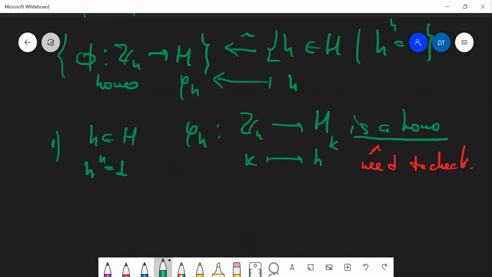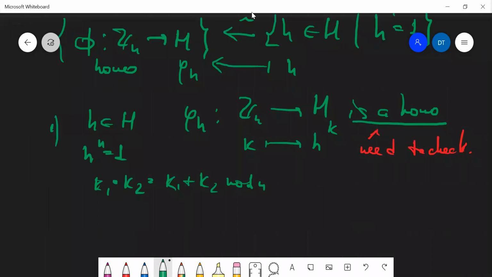So how do we check this? We need to check that if we take k1 plus k2 modulo n, this is our operation. So k1 operation k2 is actually k1 plus k2 modulo n. This is how our operation works. What is k? k is an arbitrary element from Zn. We have h small from H, and we want to prove that any k from Zn to h to the power k is a homomorphism. This is the rule for the map.